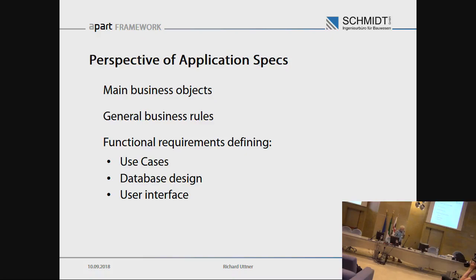Now, to narrow this down further, from the perspective of application specs, what do we have typically before we start to implement such an application? We have main business objects, general business rules, and some functional requirements that have to be implemented, and they will define which use cases we create, which database design we apply, and which user interfaces we build.